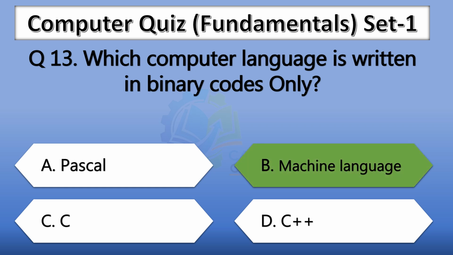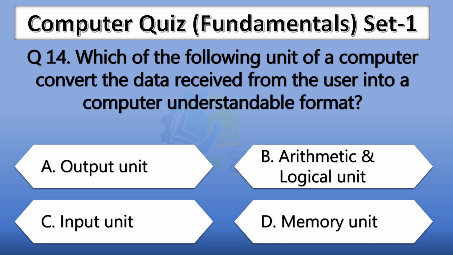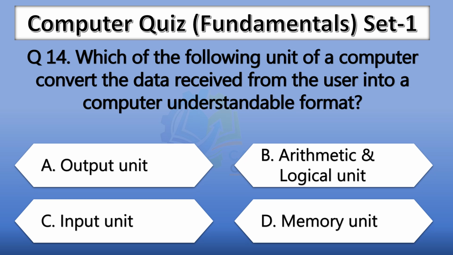The correct option is machine language. Do you know machine language consists entirely of binary digits, zeros and ones, that a computer CPU can understand and execute directly? Which of the following unit of a computer converts the data received from the user into a computer understandable format? The options are output unit, arithmetic and logical unit, input unit or memory unit.